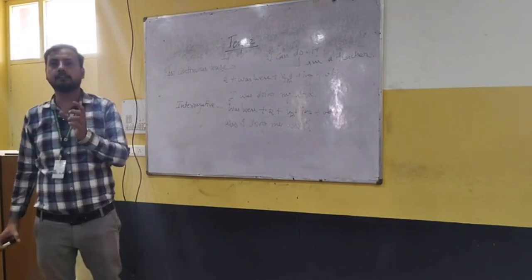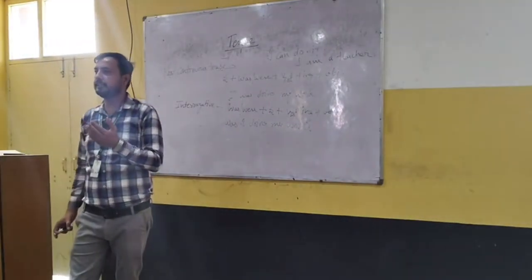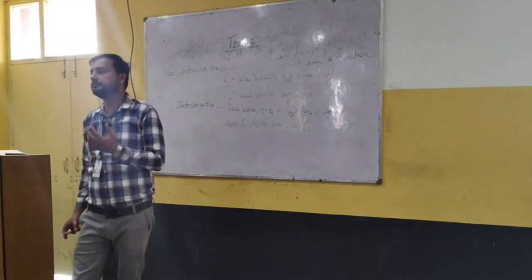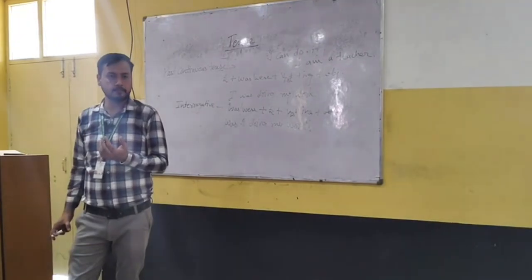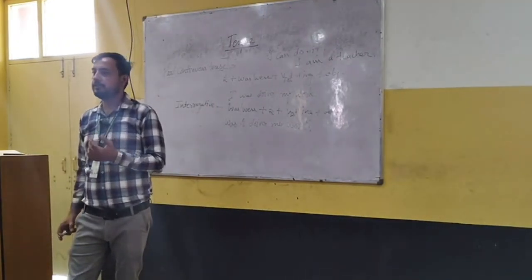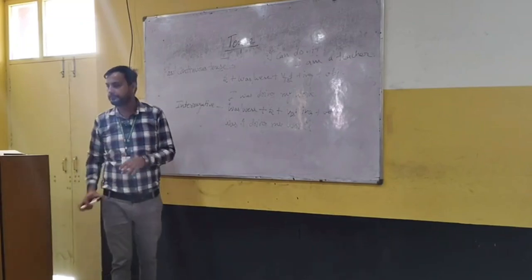Clear? So this is incorrect. You are not supposed to say like this, "I am." It's "I'm a student." Clear? I'm a student. I'm a doctor. I'm a teacher. Got it?